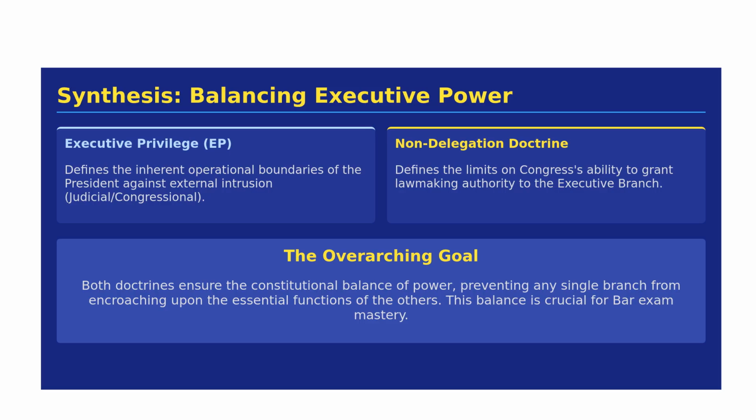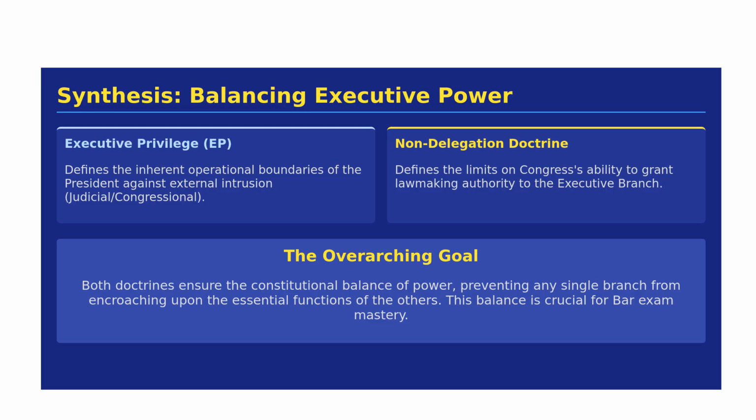We have now examined two critical, yet distinct, constitutional boundaries governing the executive branch. First, executive privilege defines the inherent, necessary operational boundaries of the President, protecting the confidentiality required for candid decision-making against intrusion from the judiciary or Congress.